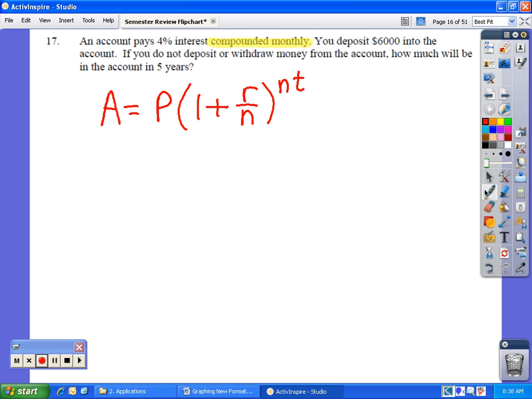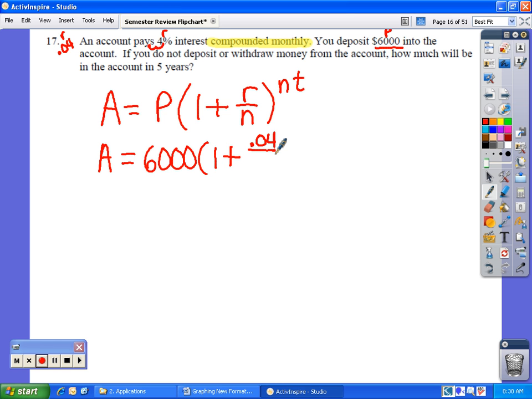P stands for our principal, or the amount that we're starting with. So this 6,000 represents our principal. The rate is 4%, but you know that your rate cannot be written as a percent. It has to be written as a decimal, so just move this over 2 spaces to the left, so your rate would be 0.04.